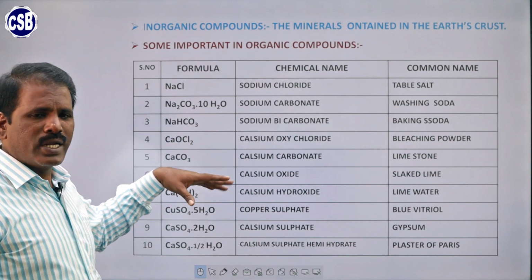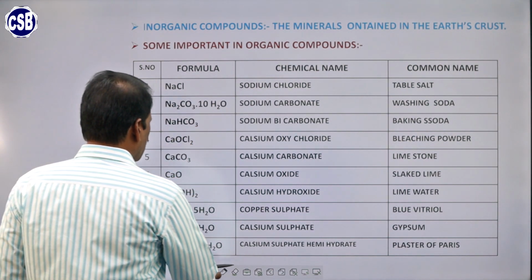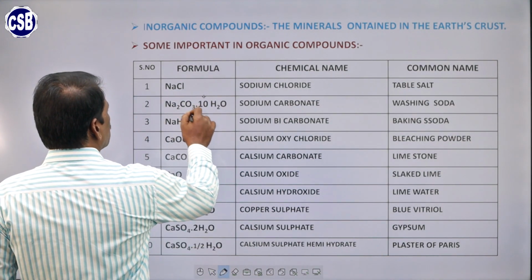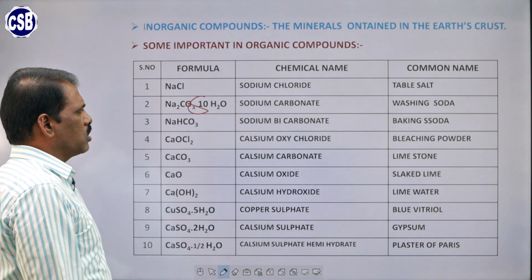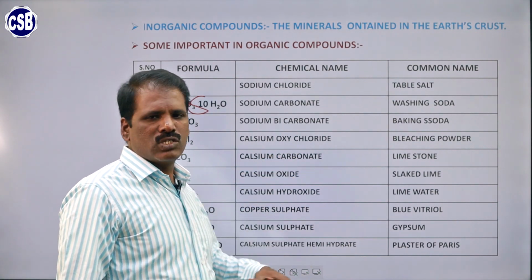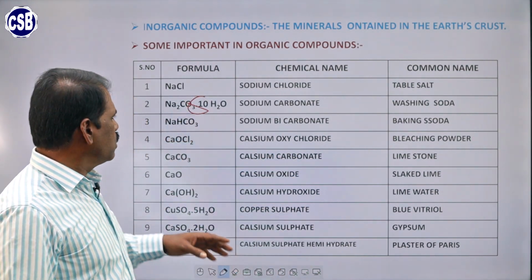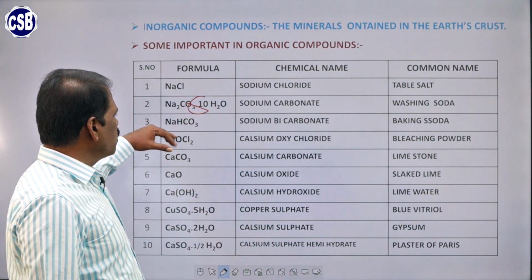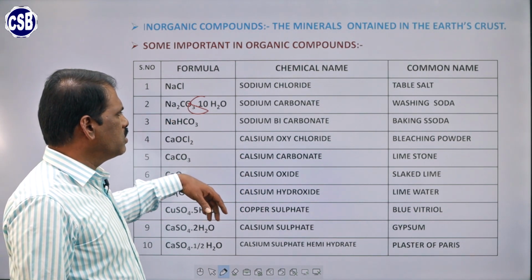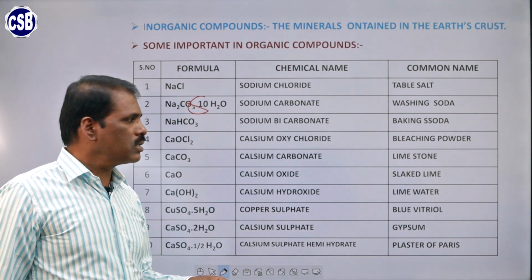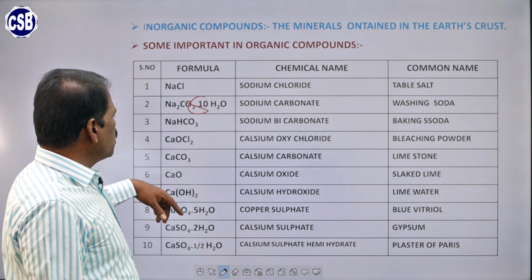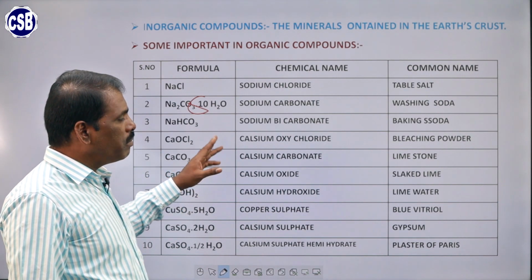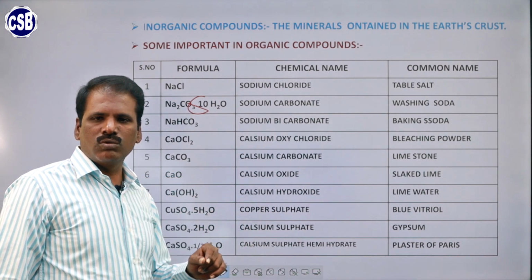Sodium carbonate decahydrate is washing soda. The third one is sodium hydrogen carbonate or sodium bicarbonate, which is used as baking soda. Calcium oxychloride is bleaching powder.